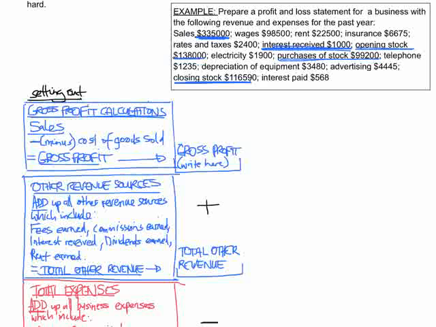So the sales were $335,000. And we're trying to take away the cost of goods sold. And the cost of goods sold is the total stock available, which is opening stock of 138,000, plus the stock that they purchased during the year, which was 99,200.